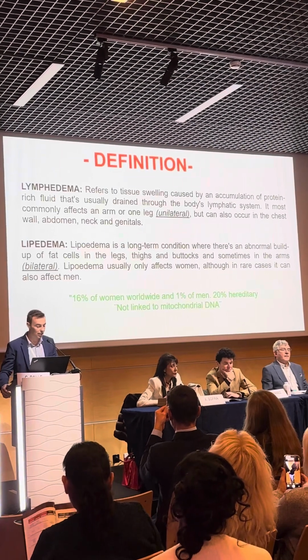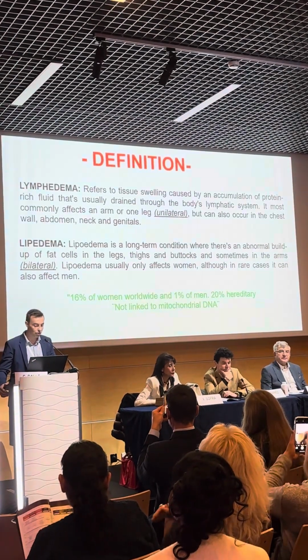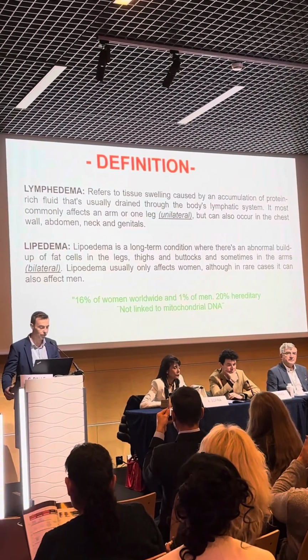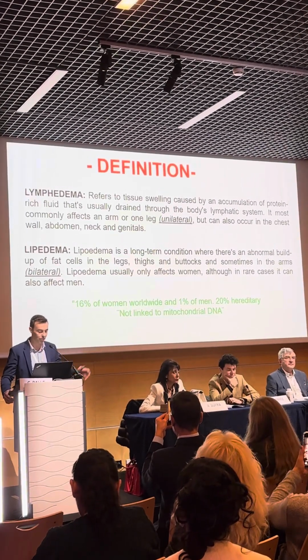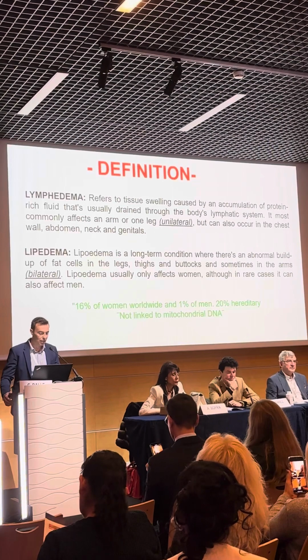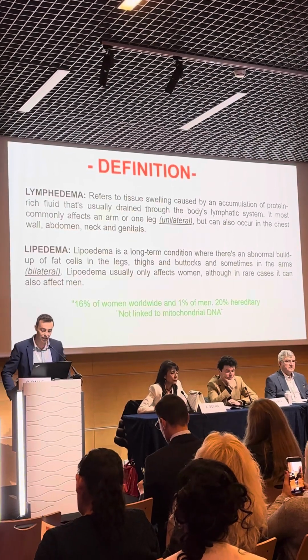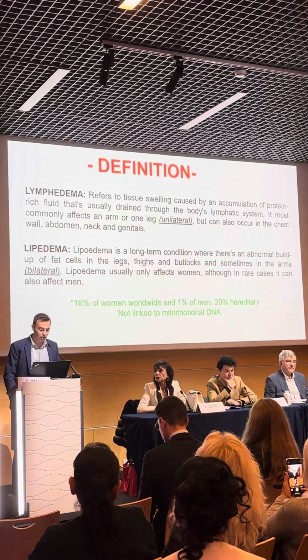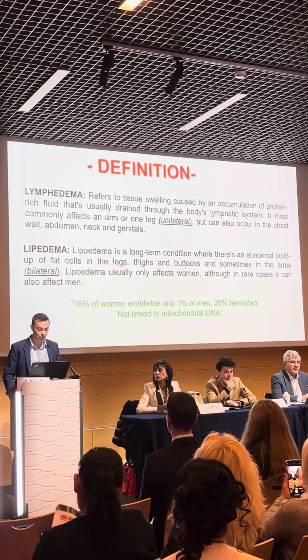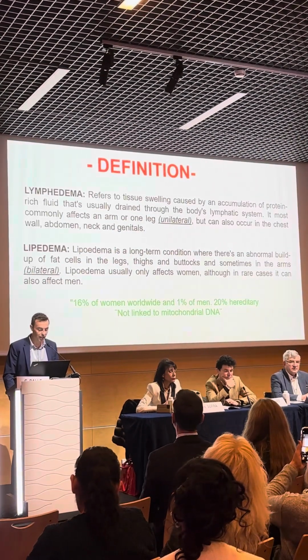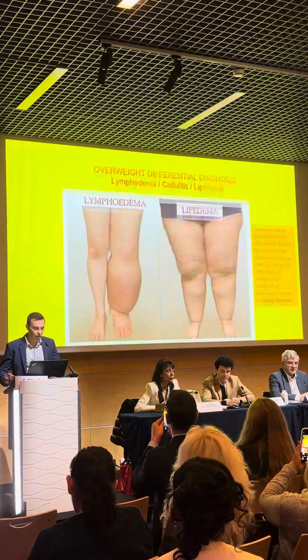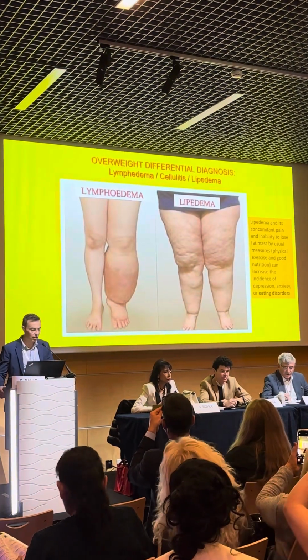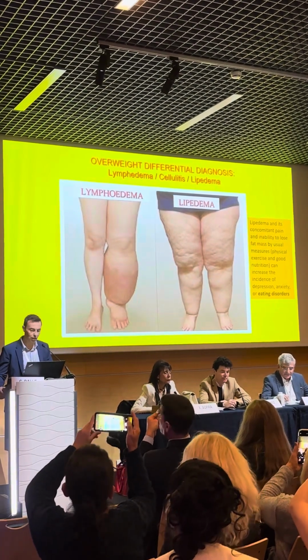And lipedema is a long-term condition where there is an abnormal buildup of fat cells in the legs, thighs, and buttocks, and sometimes in the arms. It's bilateral. 60% of women worldwide and 1% of men could have lipedema. 20% is hereditary, not linked to mitochondrial DNA. So we can see here the difference between lymphedema and lipedema.